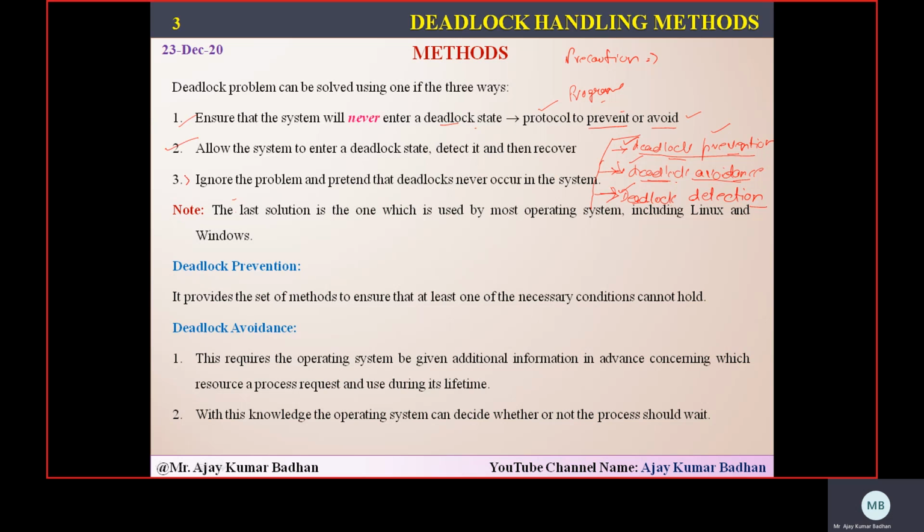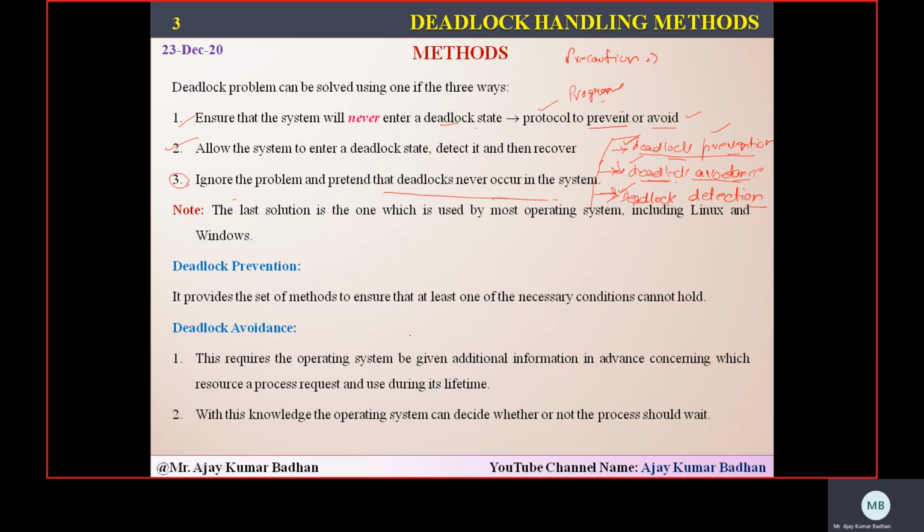And the third one is the one which is mostly used by all the operating systems, including your Linux and Windows. That is, ignore the problem and pretend that deadlock never occurred in the system. Altogether they simply pretend that this kind of situation will never occur in the system. The third one is the one which is used by most of the operating systems.